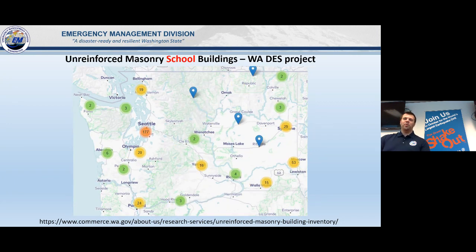Where this becomes really important is when we start looking at the school buildings. So you can find this infographic at the website below. There's a link to it. This is a database from the Department of Commerce and the Department of Enterprise Services, but really they were just trying to do the first step in understanding where these buildings are. I'm just looking at buildings that were built before 1958, because that was kind of a time where we started to get better building codes.